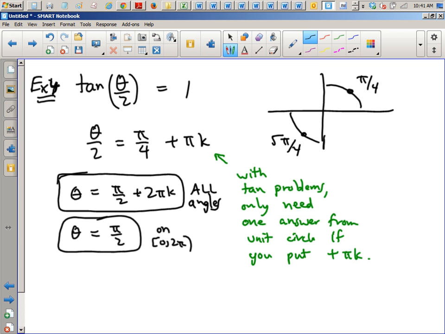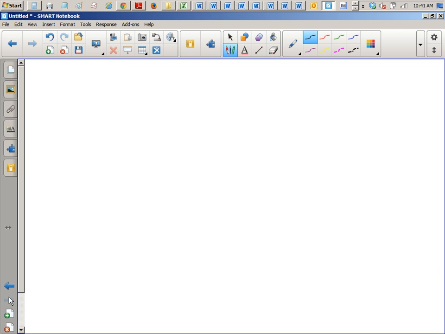All right. Let's go now to example 5. I told you it's going to get harder, okay? So here goes. 4 cosine squared of 2 theta minus 3 equals 0. This is a fairly challenging problem. Okay?